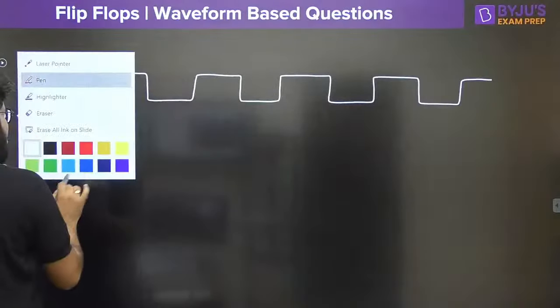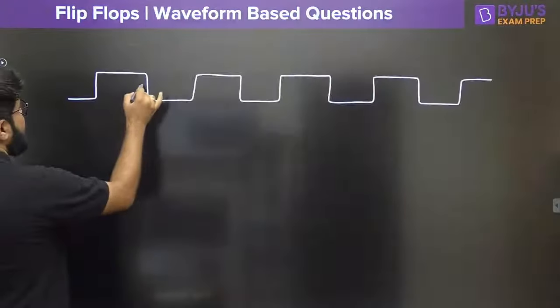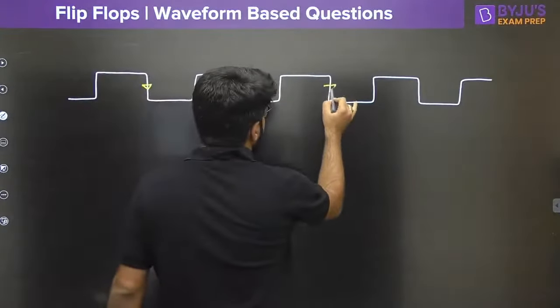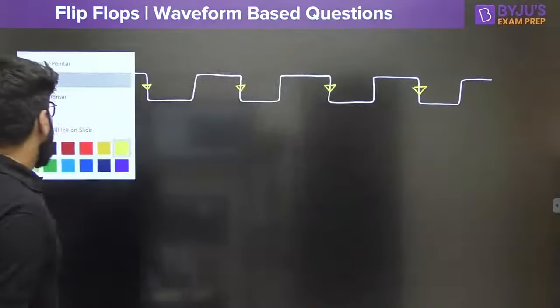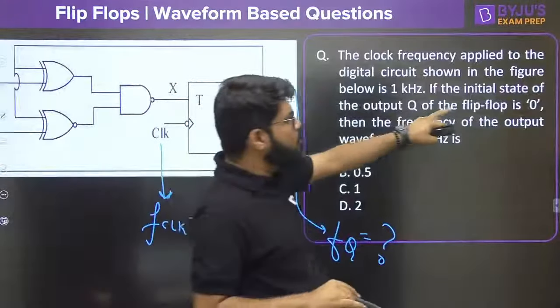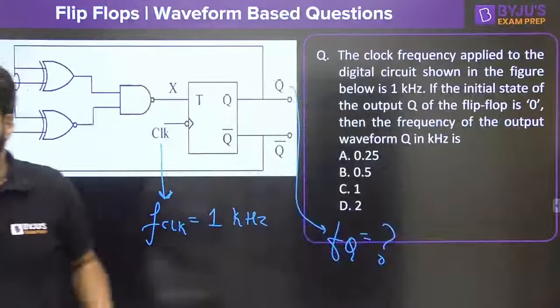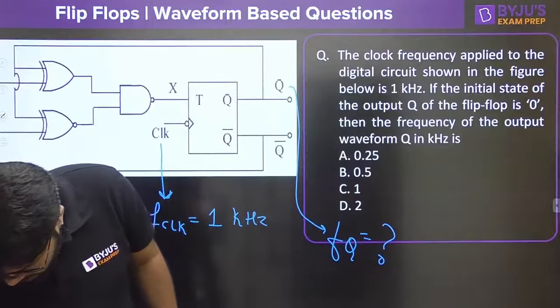Okay, and because once again the device is negative edge triggered, so I will mark the negative edges for you. I will just highlight all the negative edges in front of you. Now it is very much clear in the question. They have mentioned that the output of the flip-flop is initially 0. Correct?